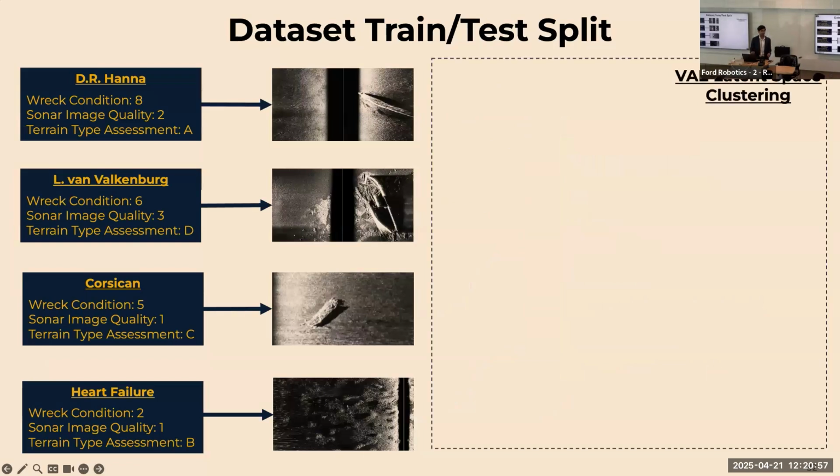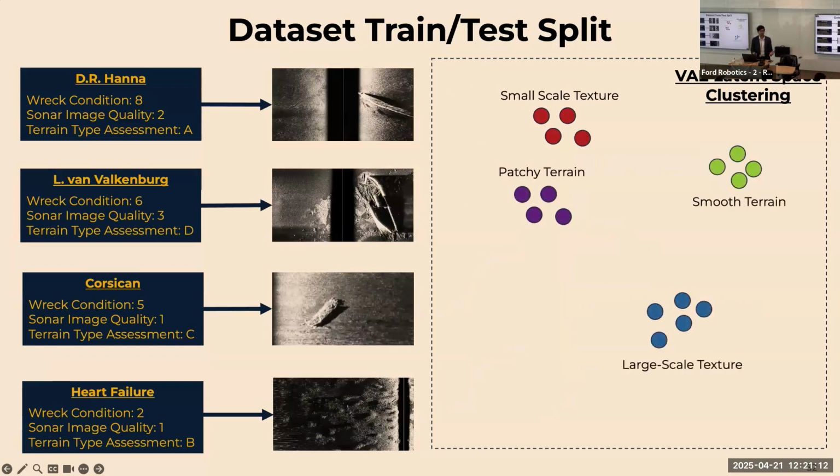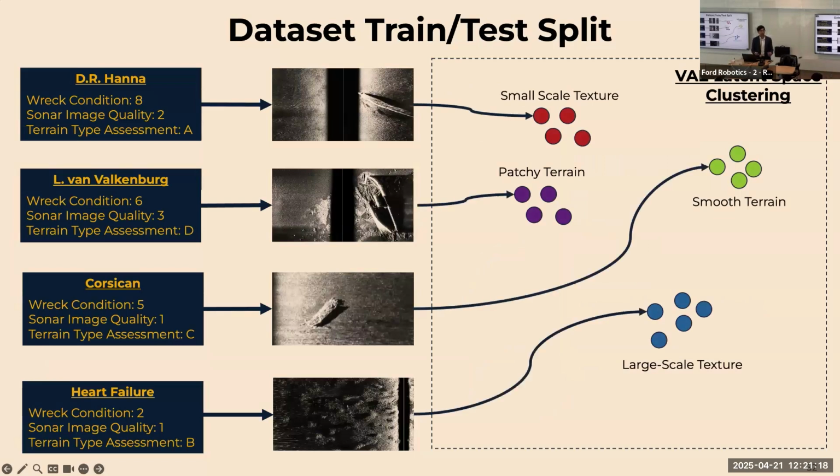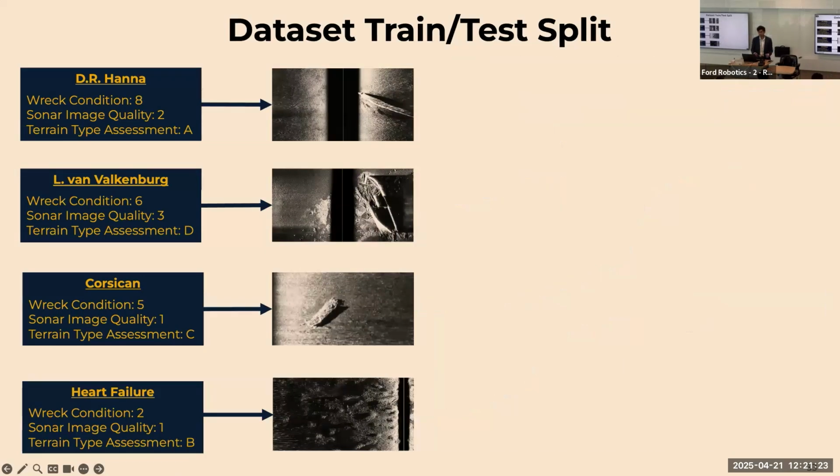We also consider the terrain type. To identify terrain type clusters, we embed all of these terrains into a variational autoencoder's latent space, and we identify several different clusterings of terrains. So we include small scale terrain, patchy terrain, smooth terrain, and also large scale terrain. And we note that a variety of these sites fall under these different terrain type clusters. We can use this as a potential classification score in order to split this dataset up as well.